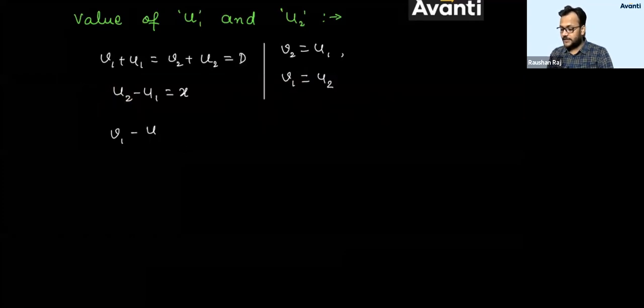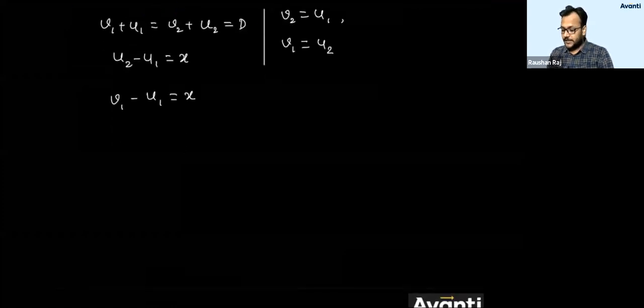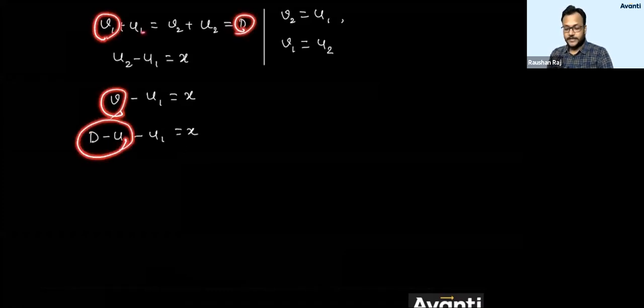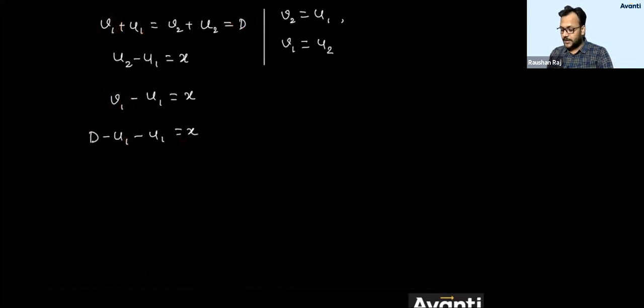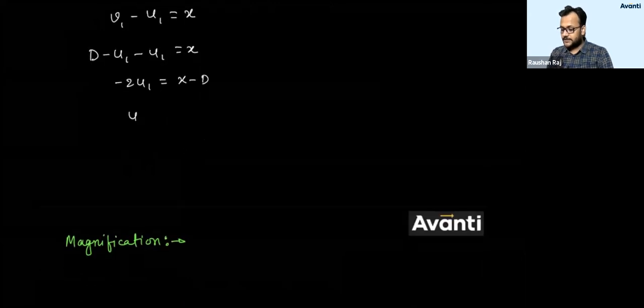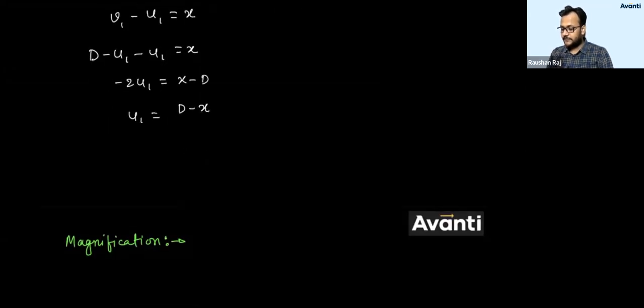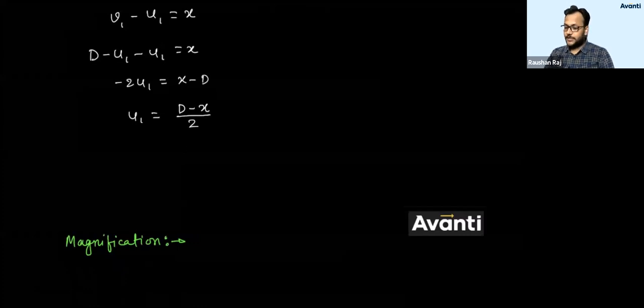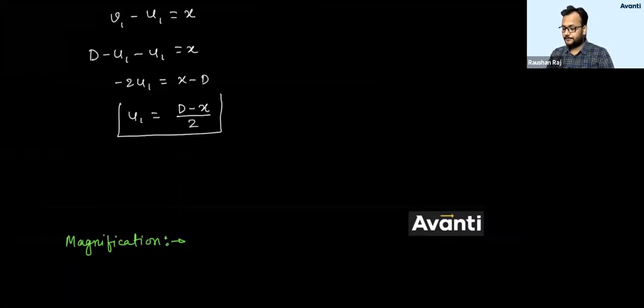So I can write V1 minus U1 is equal to X as well. Now what is V1? So V1 can be written as D minus U1. So V1 is nothing but D minus U1. ये लिख दिया मैंने, minus U1 is equal to X. So here I'll get minus 2U1 is equal to, और यहाँ से आप ऐसे लिख सकते हो X minus D. So I'll get U1 is equal to (D minus X) divided by 2. ये मिला मुझे object distance 1 in terms of D and X.